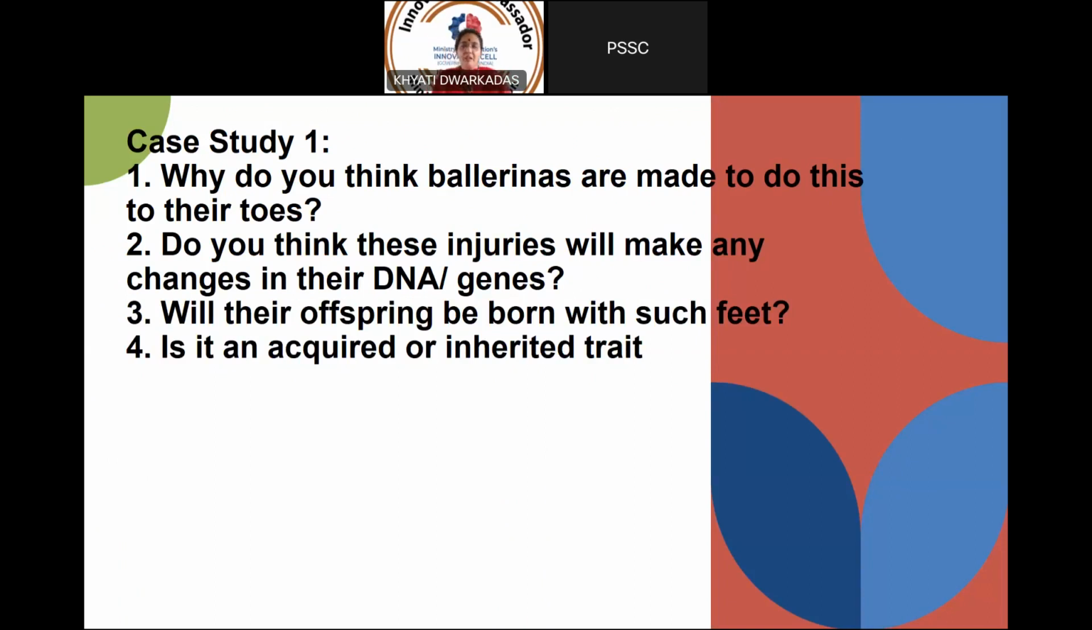They've acquired. All right. Do you think these injuries will make any change in the DNA or genes? Okay. Will their offspring be born with such feet? Will their child also have such feet? Many are saying no. Is it an acquired or inherited trait? And I already have got acquired trait in the answer.